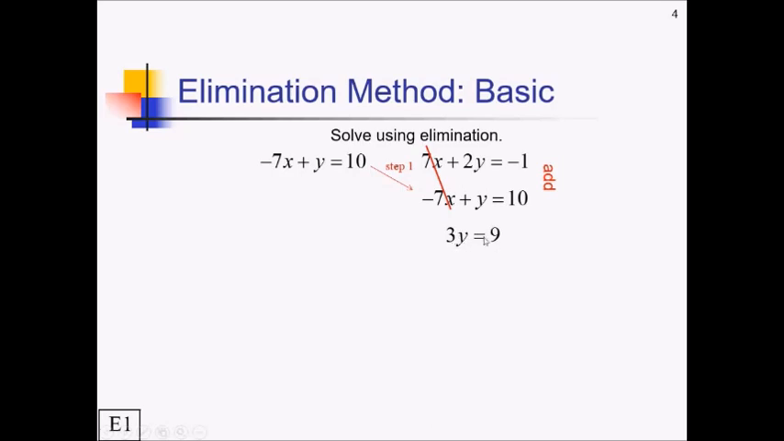Now that we only have a y left over, let's divide by 3 to get y equals 3. And now, just like with the substitution method, we can plug this y value back into one of the equations to solve for x. You could use either one, but I'm just going to go over here. That's going to be negative 7x plus 3 equals 10. And then if we subtract 3, that's going to be 7. Dividing by negative 7, we have x equals negative 1. So our answer then just comes out to negative 1, comma 3.